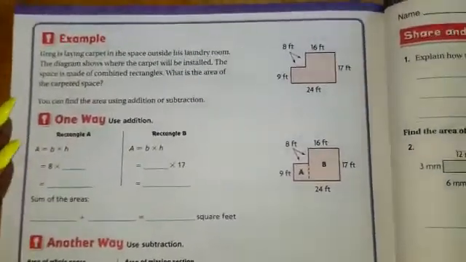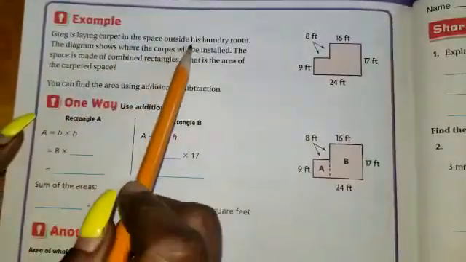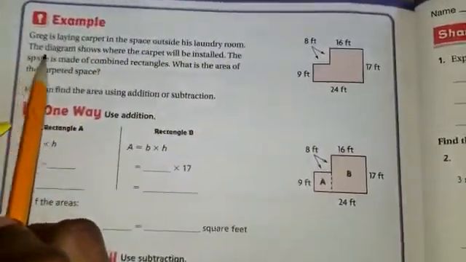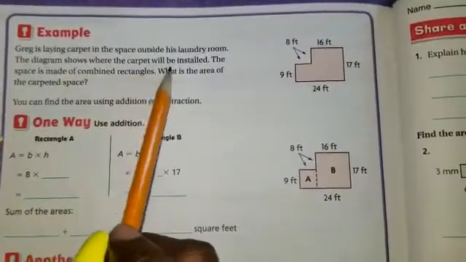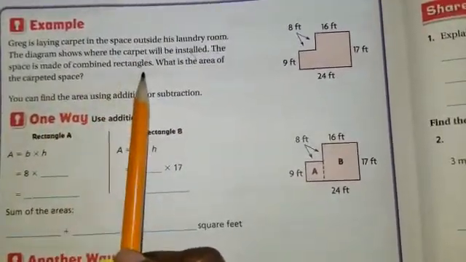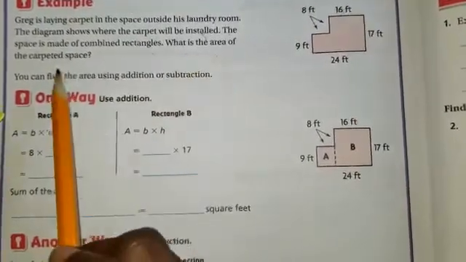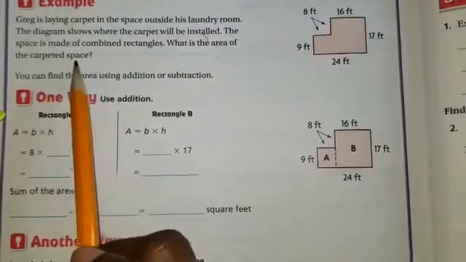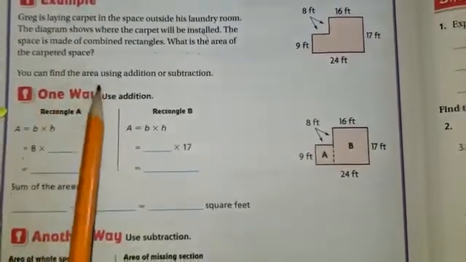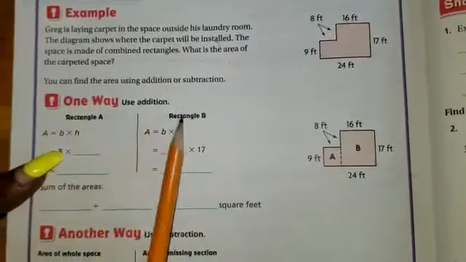Okay, so finally, let's get to the end. Greg is laying carpet in a space outside his laundry room. The area shows where the carpet will be installed. The space is made of combined rectangles. What is the area of the carpeted space? You can find the area using addition or subtraction. So here's one way using addition.